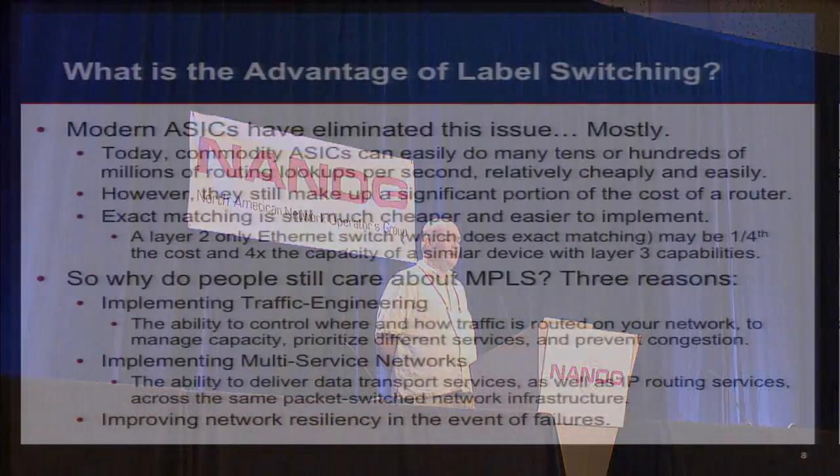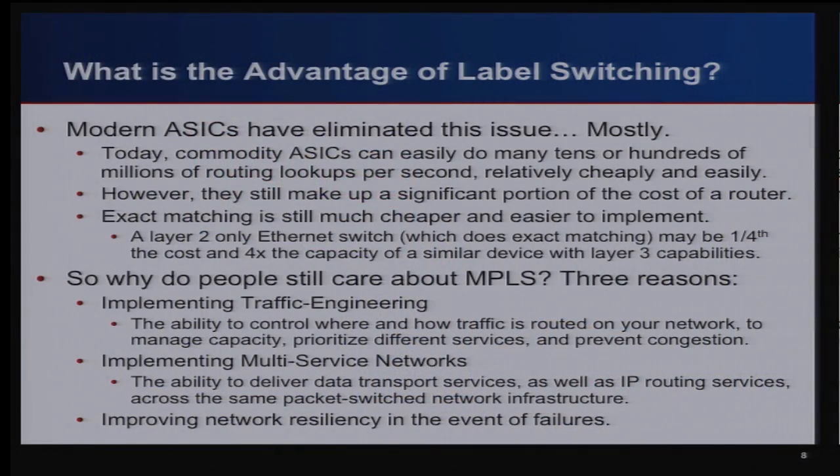But now that we don't really need MPLS to solve the performance issues anymore, the question is, why do people still care? And it really breaks down to three main reasons. The first is to implement traffic engineering. So that's the ability to control how the traffic is routed on your network in a much more granular way than just looking at IGP costs and hoping that the routing works out and hoping that you have enough capacity. It lets you do things more constructively with the capacity that you have. And so it's ultimately a money savings tool for a lot of networks.